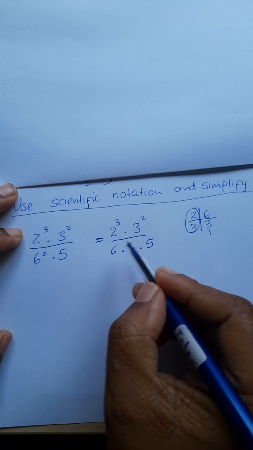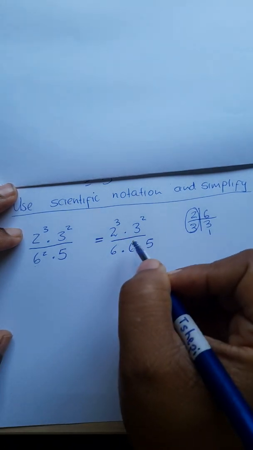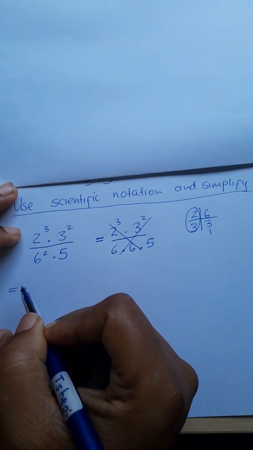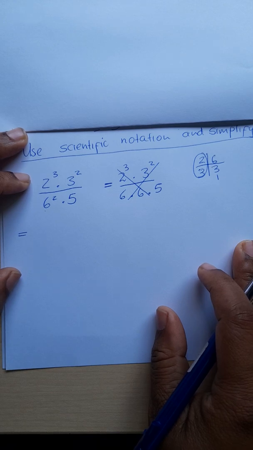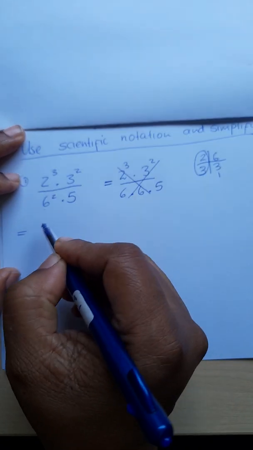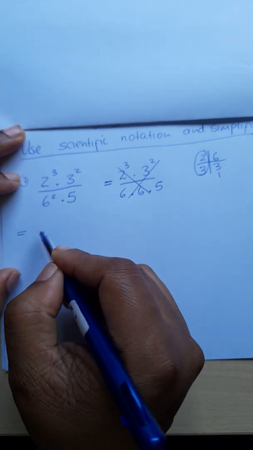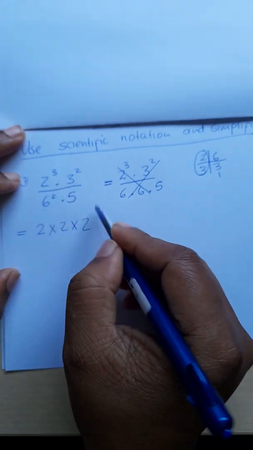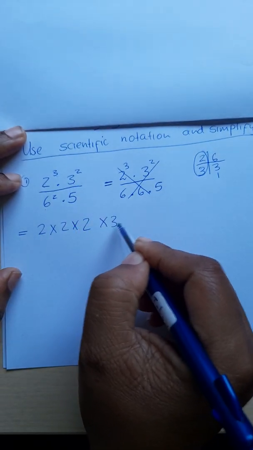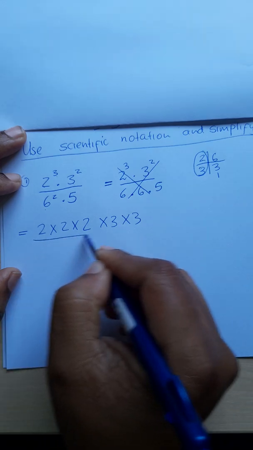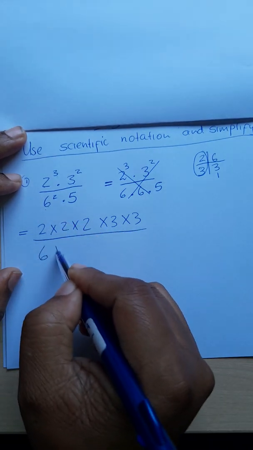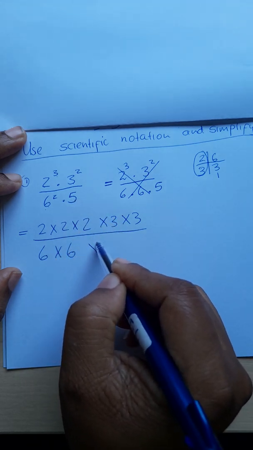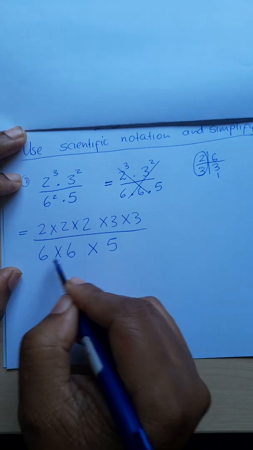Let's expand everything first. I will take the step out and I will write it here. We will expand everything. Can you still see? Yes, it's clear. So I will expand 2, we'll have 2 times 2 times 2. It's 3 times. And we'll expand 3, it is 3 times 3. And we will expand 6, it is 6 times 6. And we will expand 5, it is times 5. Now 6 is not a prime number.